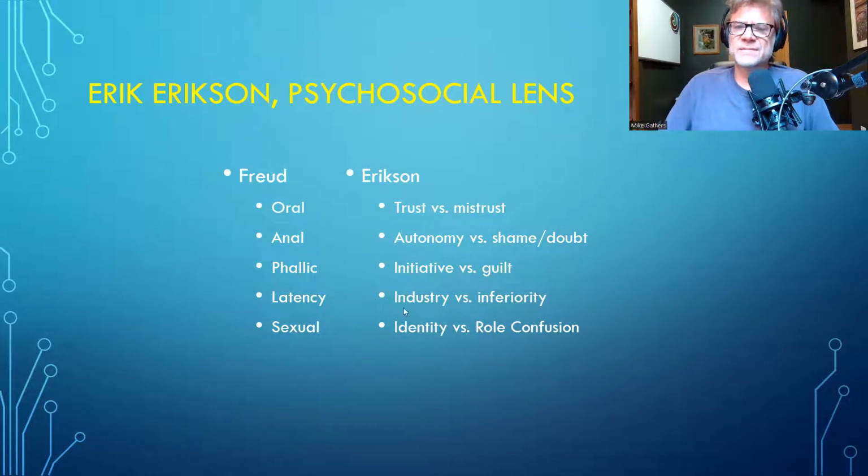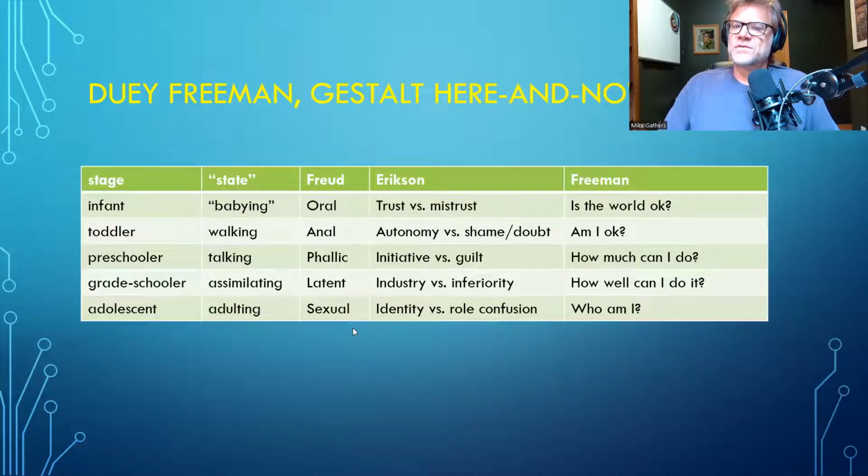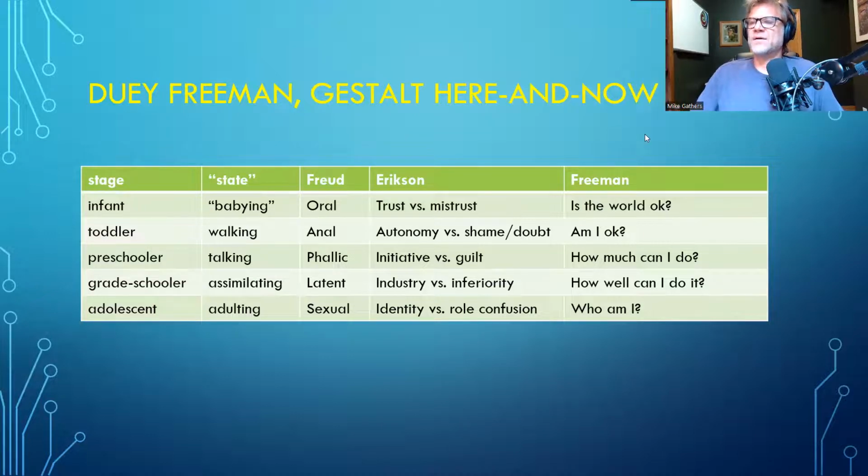I'm going over this real quick because I'm going to move on to Gestalt, and you can't see that, but it says Gestalt in the here and now. And this is not an approach that's widely accepted in Gestalt. It was developed by my mentor, Dewey Freeman, who's specific here to the Gestalt Institute of the Rockies in Colorado. He basically takes these Erikson stages and puts a question around them. Instead of trust versus mistrust, he says, is the world okay? Second stage, am I okay? Third stage, instead of initiative, it's how much can I do? Instead of industry, it's how well can I do it? And identity versus role confusion, who am I?